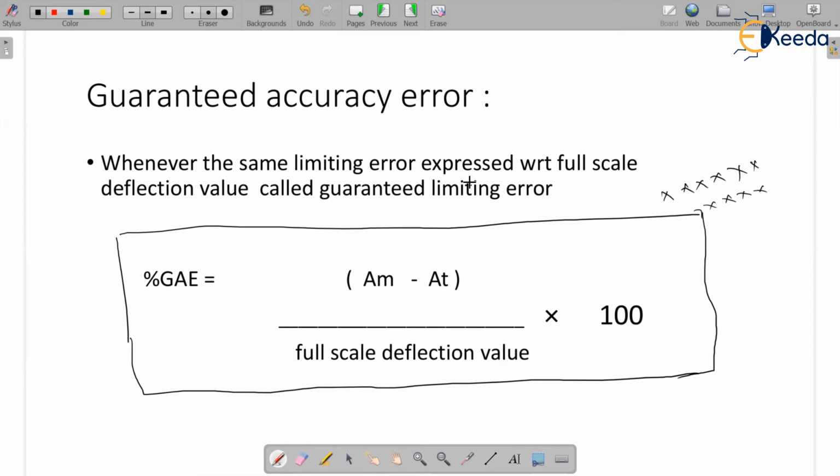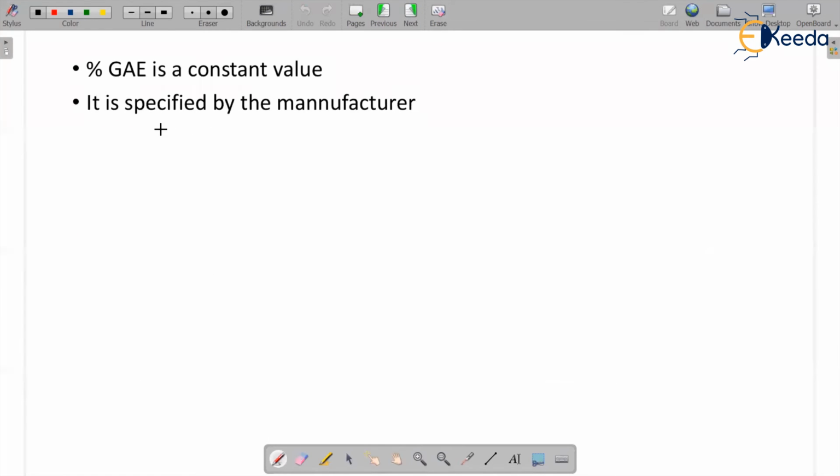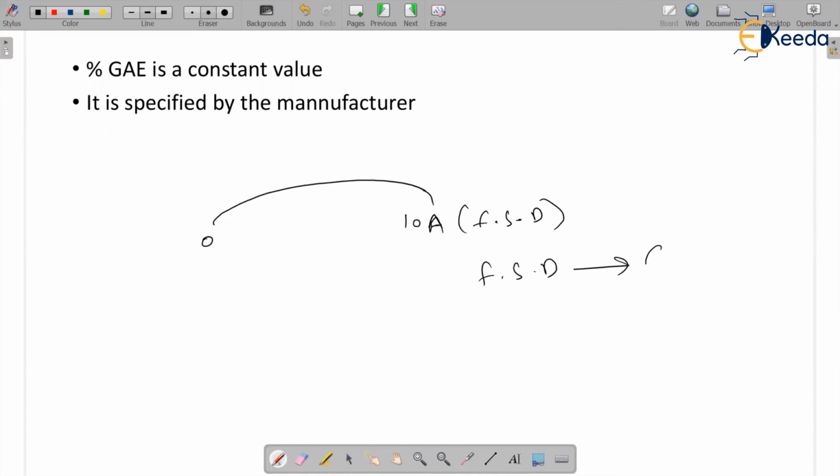Now, in a meter, will the FSD value change? Suppose I had a meter like this, 0 to 10 amperes. Will my FSD value change? The FSD value is a constant.